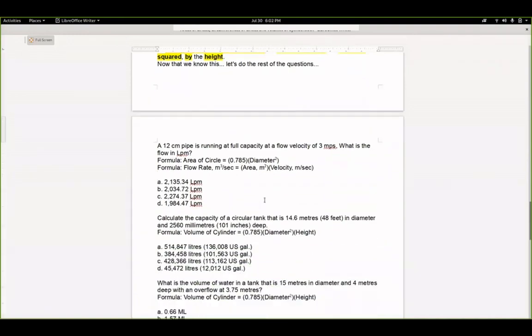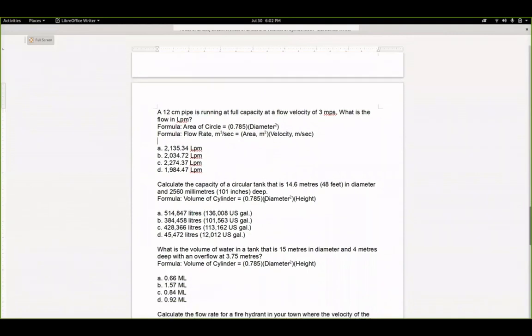A 12 centimeter pipe is running at full capacity at a flow rate of 3 meters per second. What is the flow in liters per minute? So we have that the formula of the area of a circle is 0.785 times diameter squared, and that the formula is flow rate in meters cubed per second is equal to the area in meters squared times the velocity in meters per second.